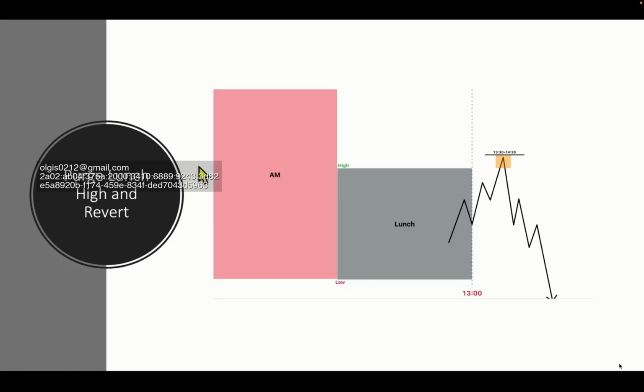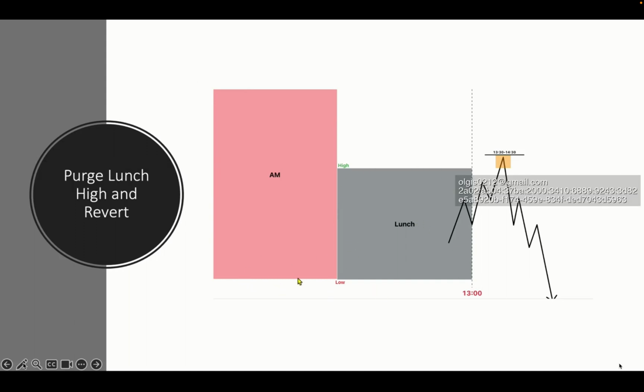Let us take a look at the first scenario for PM. This is a purge of the lunch high and a revert scenario. This scenario unfolds when AM was an expansion lower. This is showcased by this red box. Lunch consolidated, engineered relatively equal lows relative to the AM cycle. And from there on, we see that lunch trades higher from the 1 PM opening.